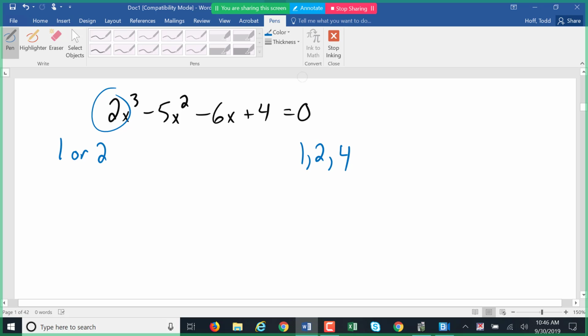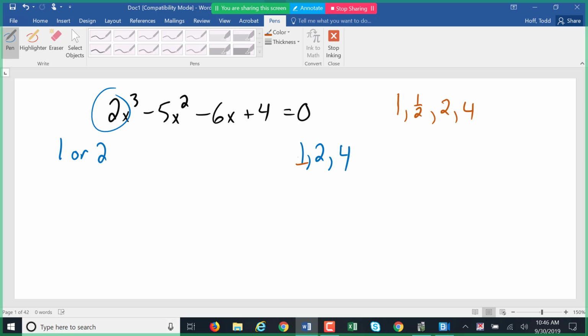So my combinations, I've got 1 divided by 1, 1 divided by 2, 2 divided by 1, 2 divided by 2 is just 1. I don't have to repeat that. 4 divided by 1 is 4. 4 divided by 2, I already have a 2, so I don't have to repeat that. So those are my possibilities. And of course, each one of them could be positive or negative. So we're going to have to worry about finding the negatives.